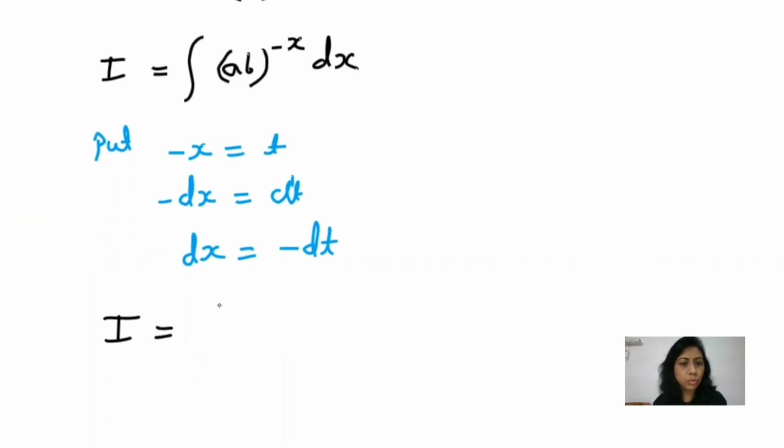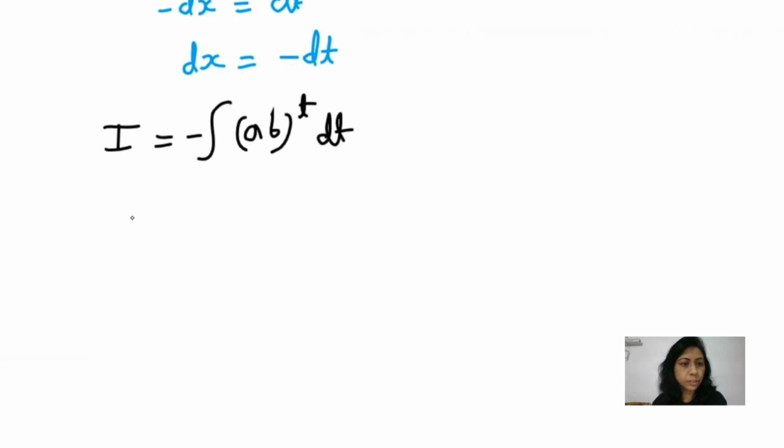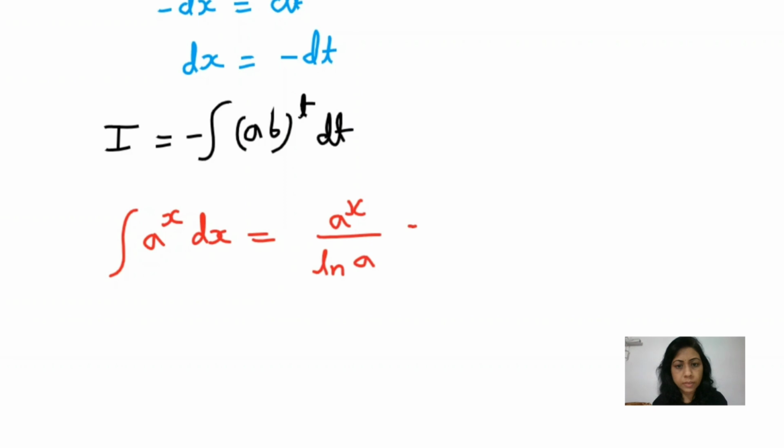So I is equal to integration ab to the power t, because minus x value is t. And what is dx? Dx is minus dt. So minus right here, and this dt. Minus means minus 1. We know that integration formula, if a to the power or any variable a to the power x dx, so a to the power x divided by ln a plus c.